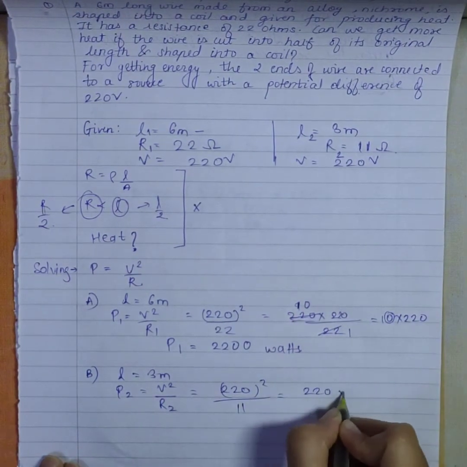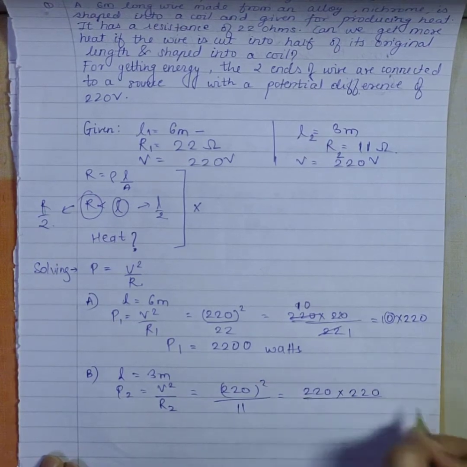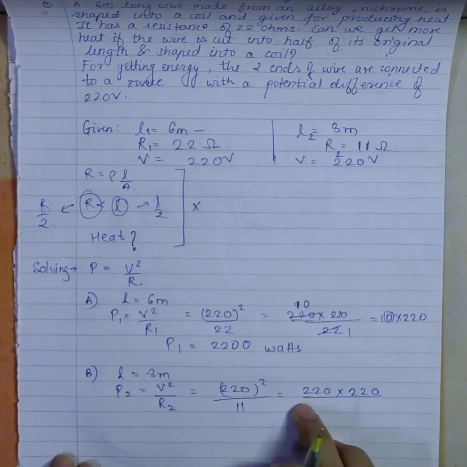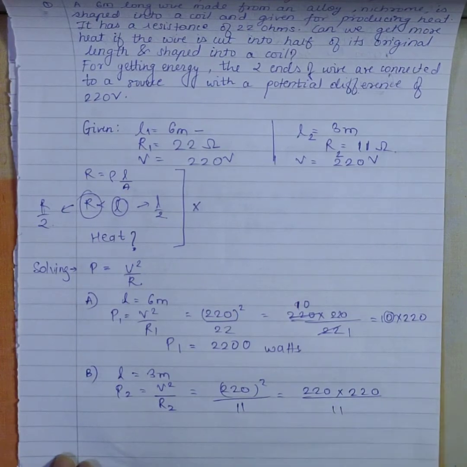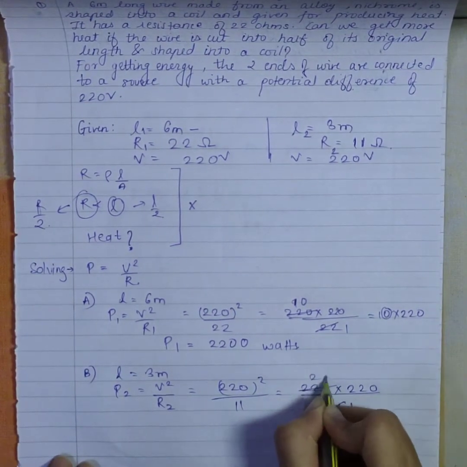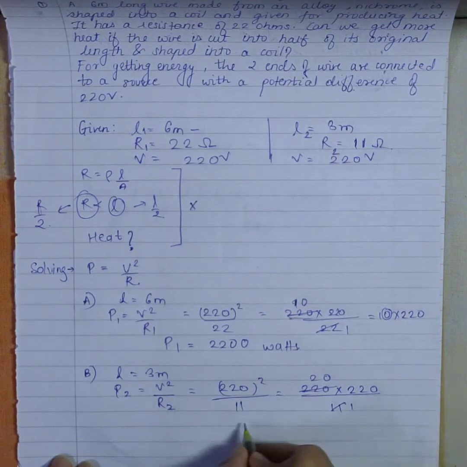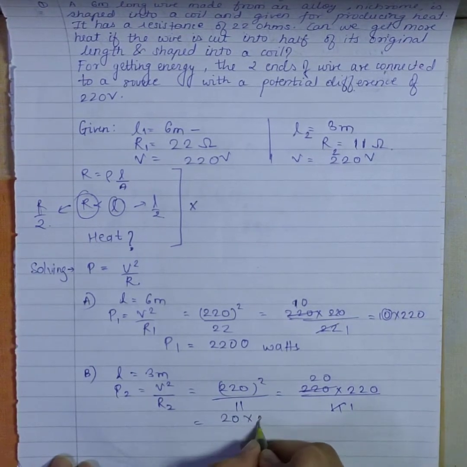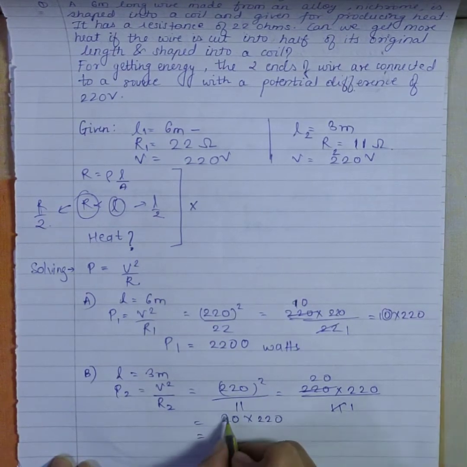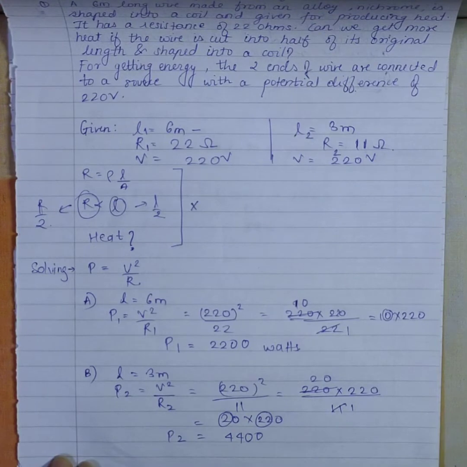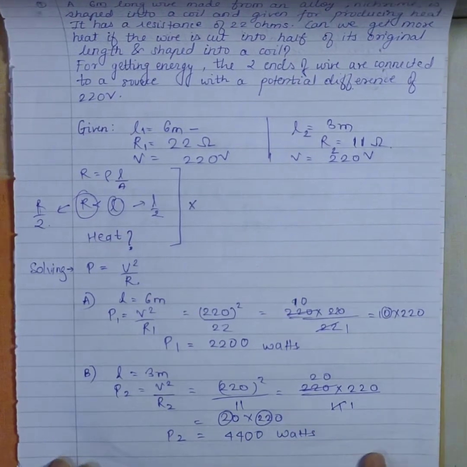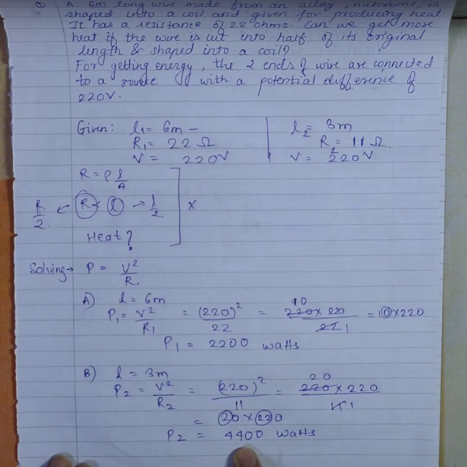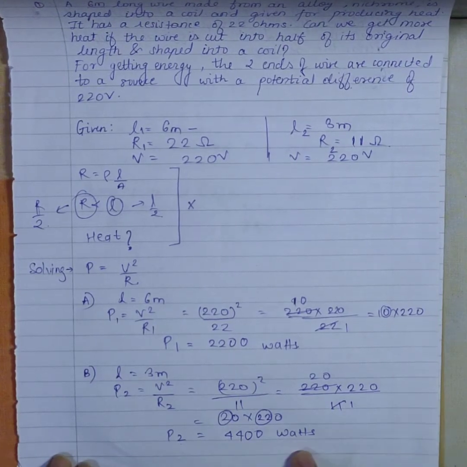So this is, again I'll split my V square as V into V, that is 220 into 220 upon 11. Now again 11 ones are 11, twos are 22. So this is 20 into 220. Now what is this? 2 into 22 is 44, and these two zeros I will place as they are. So my P2 will be 4,400 watts.